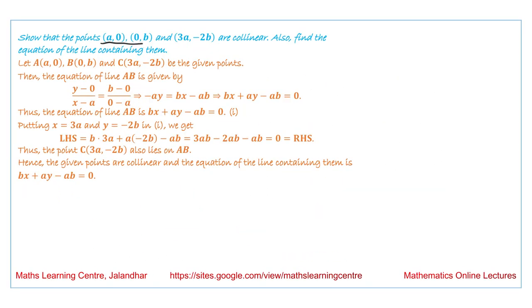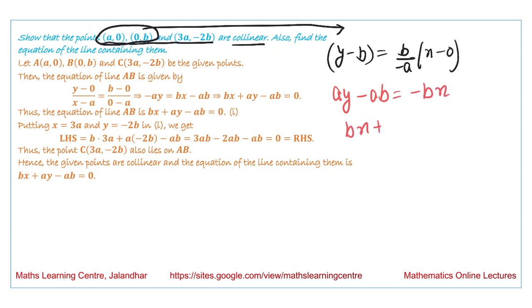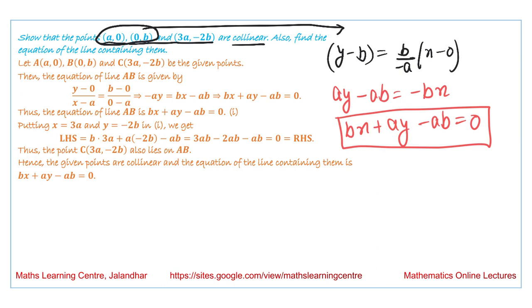Next is, show that these 3 points are collinear. Also find the equation containing them. So from the first 2 points, we are calculating the equation of the straight line. That will be y minus b is equal to b over minus a into x minus 0. Now on simplifying, we obtain ay minus ab is equal to minus bx. So we are getting the equation bx plus ay minus ab is equal to 0. So this is the equation of the line joining the points A and B.